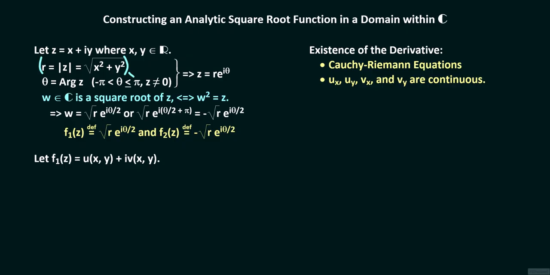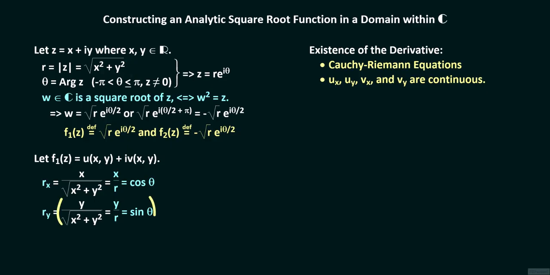Differentiating r with respect to x, r sub x equals x over the square root of x squared plus y squared, or x over r, which is also equal to cosine theta. Differentiating r with respect to y, r sub y equals y over the square root of x squared plus y squared, or y over r, or sine theta.